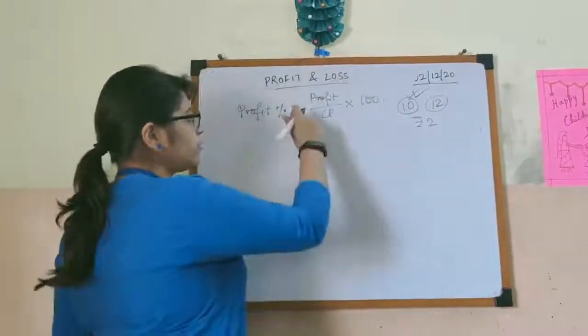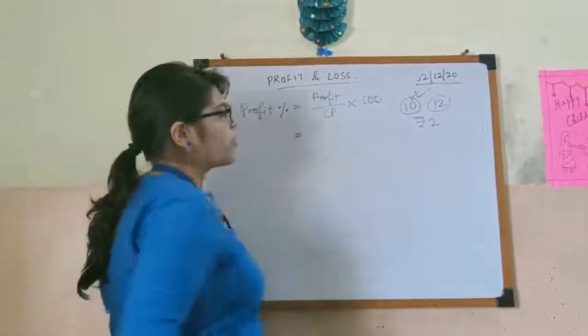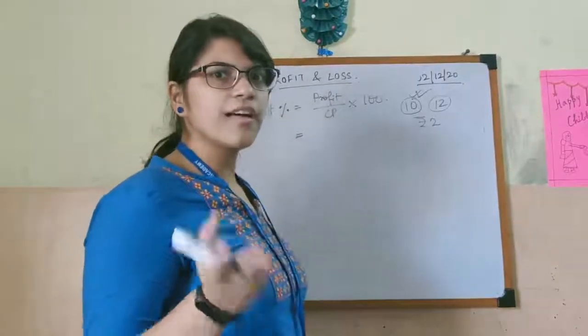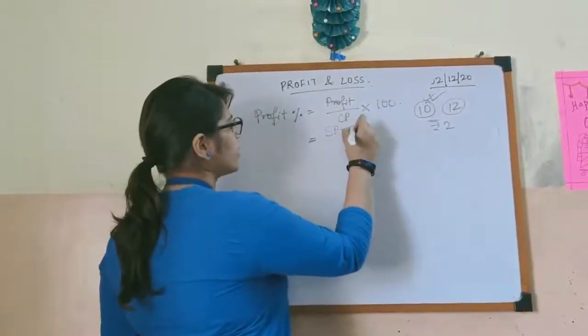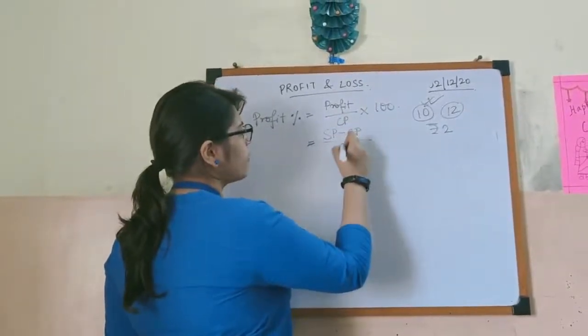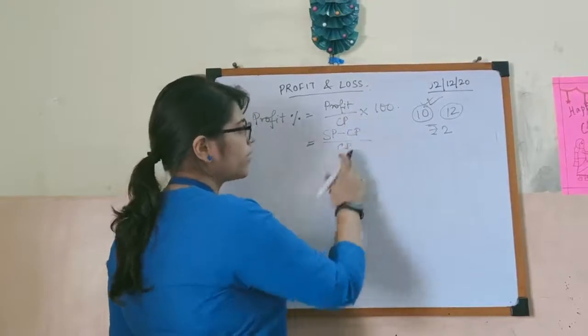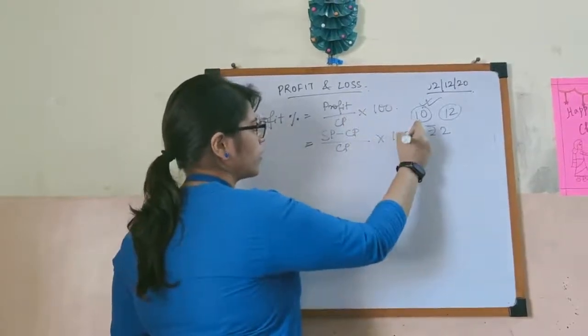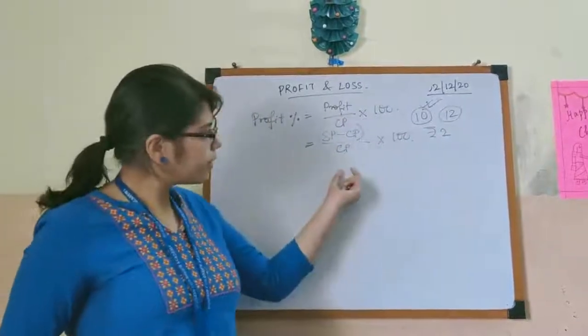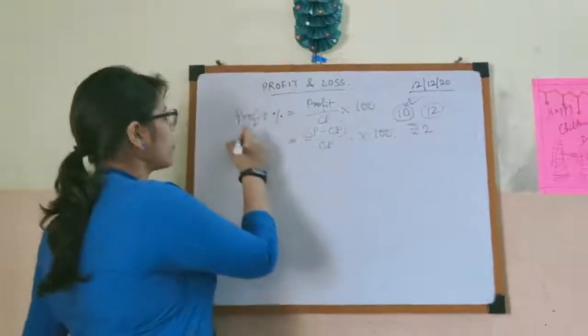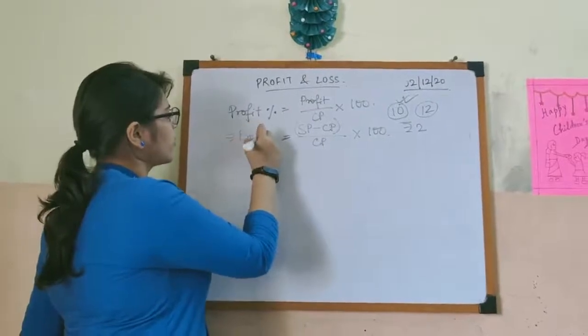So now we can put the formula of profit here. So the profit formula we have already got, it is selling price minus cost price. So instead of profit we can write it as SP minus CP by CP, multiplied into 100. So this part we have to calculate first, then CP, then 100. So this is our profit percentage.